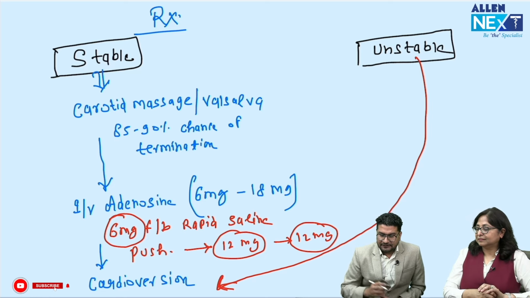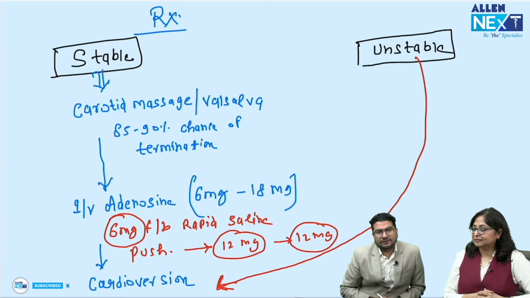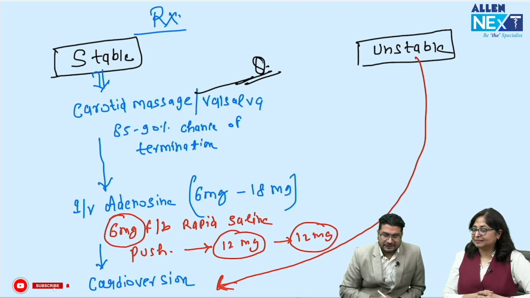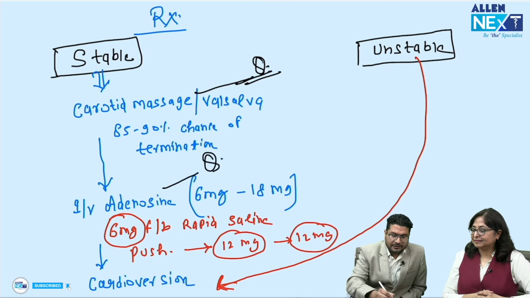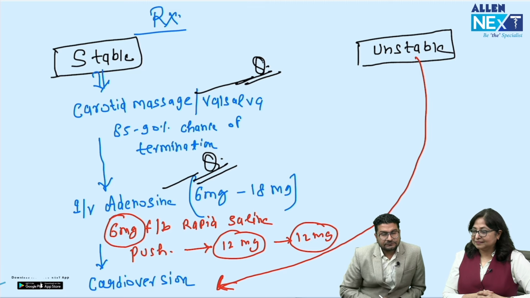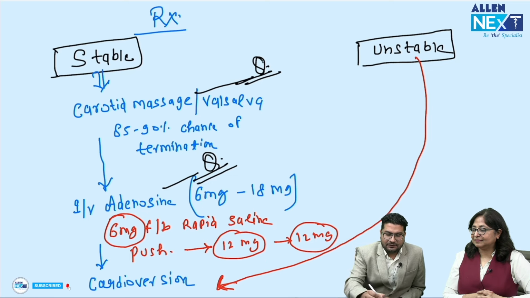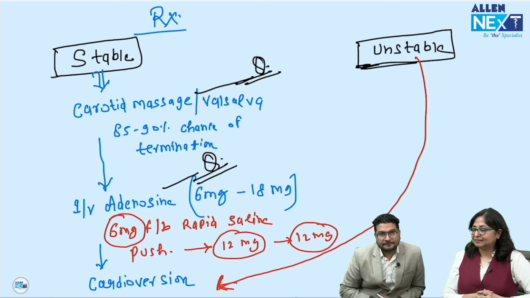Like PSVT, they will ask you multiple questions from this. First will be, what is the initial treatment of choice in a stable patient? The answer will be carotid massage. Second MCQ is, what is the drug of choice? Drug of choice will be adenosine. Or sometimes they will mention PSVT and say the patient BP is 60/40, that is an unstable patient. In that case, the treatment of choice will become cardioversion.